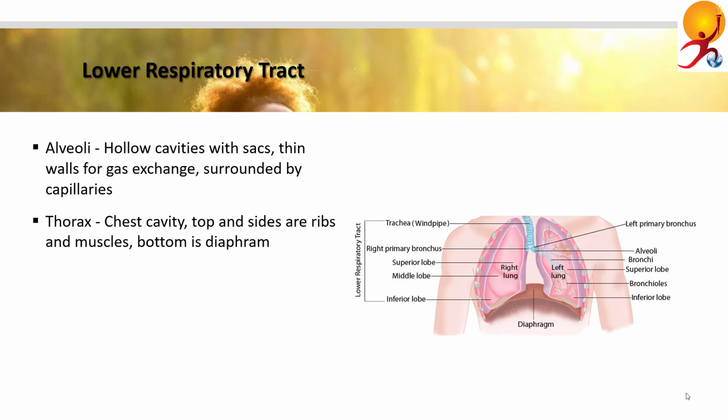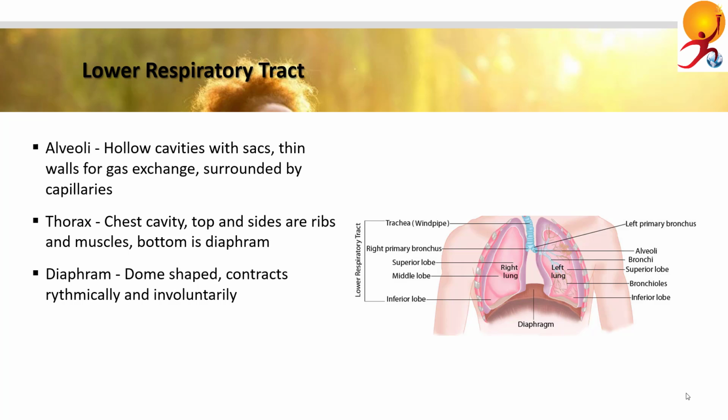Thorax or chest cavity is the airtight box that houses the bronchial tree, lungs, heart and other structures. Bronchial tree is the two bronchi leading to the lungs connected with the bronchioles. The top and the side of the thorax are formed by the ribs and attached muscles, and the bottom is formed by a large muscle called the diaphragm. This diaphragm is located right below the lungs.